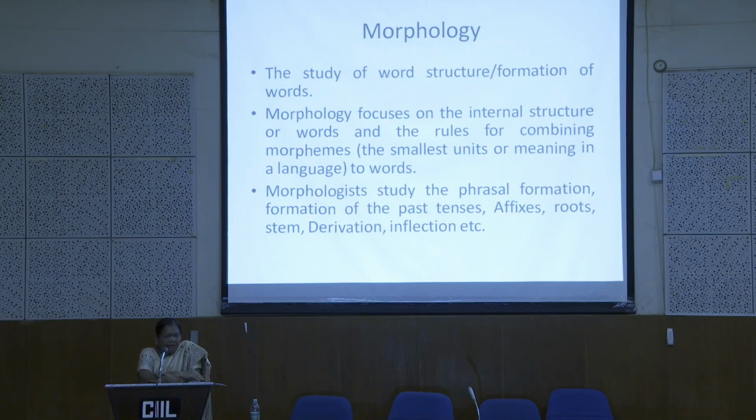Then affixes. There are prefixes. Prefixes you can see in English: impossible, intolerable, like that, there are many words. Suffixes: most of the Dravidian languages, even Indo-Aryan languages, have suffixes. English has both prefixes and suffixes. Dravidian languages are suffixal languages. They don't have any prefixes.